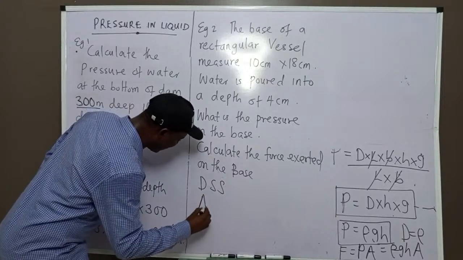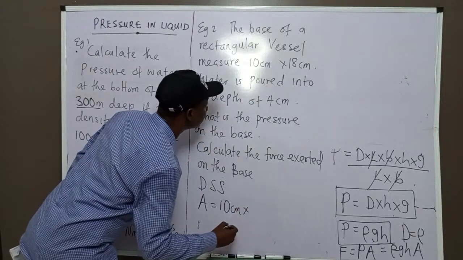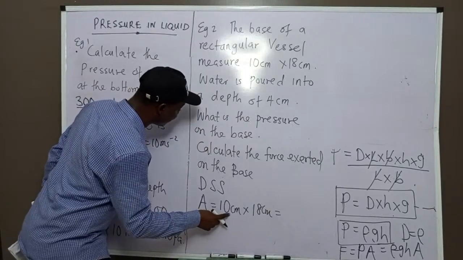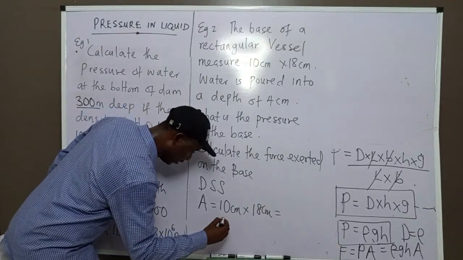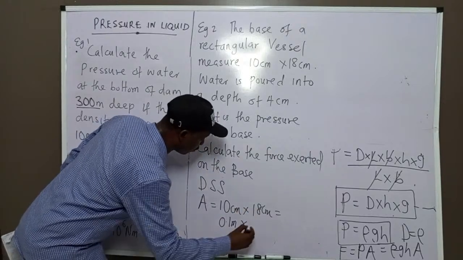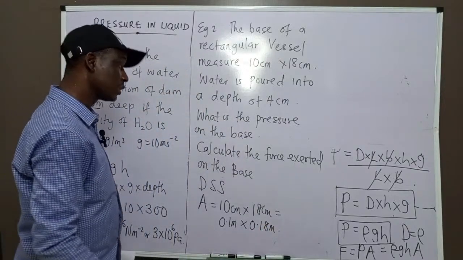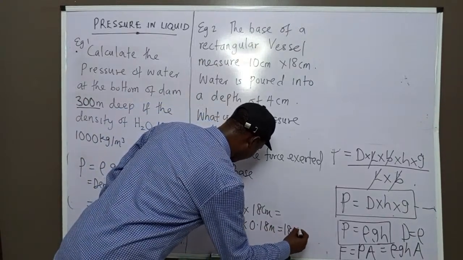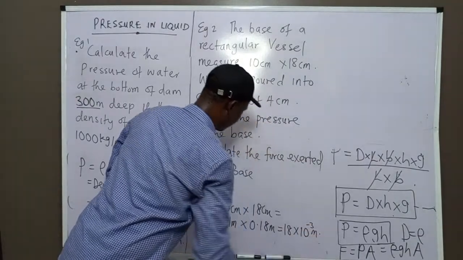18 centimeter. So the area is equal to 10 centimeter times 18 centimeter. That is the base area. But there is a conversion needed here. To convert centimeter to meter, you divide by 100. So that will give us 0.1 meter times 0.18 meter. Which is the same thing as 18 times 10 raised to the power of -3 meter. So that's what I want to have.